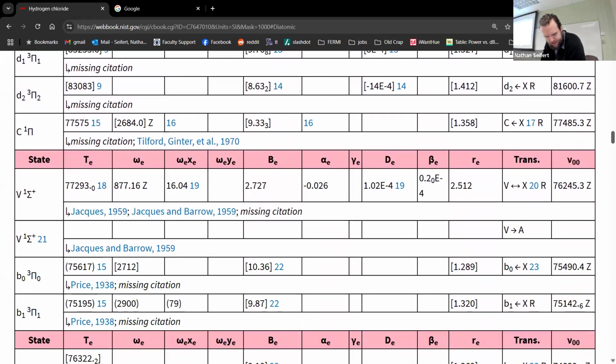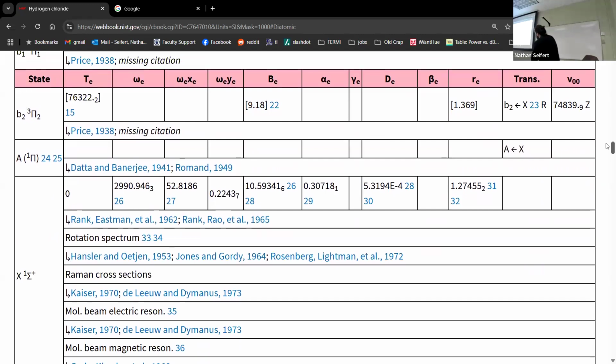But I want to go to the bottom state, which is the ground state, which we call the X state. This is regular old HCl, nothing's been excited, just a normal molecule. And here are the omega E and omega E XE values for HCl. This is the harmonic frequency, 2990.946. That probably rings a bell if you've worked on the homework. And this is the product of XE times omega E, 52. It's about 1,000 times smaller, like we expect.